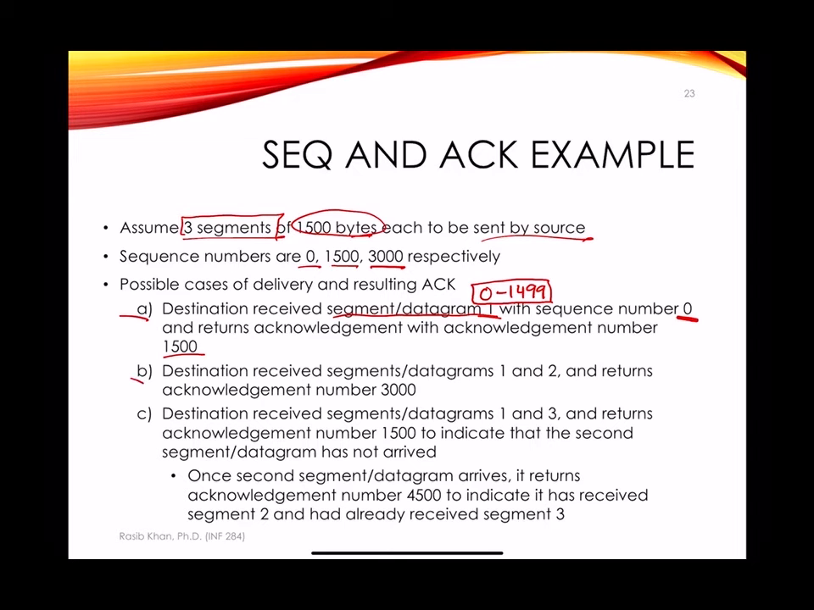Now let's look at the second case. For example, two of these segments have now been received at the same time by the receiver, and we know that this means that the segments had byte numbers 0 till 1499 in the first segment, and in the second segment it had byte numbers 1500 till 2999. So the max value that has been received so far by the receiver is 2999. So the ACK is just plus 1 to that, which would be 3000.